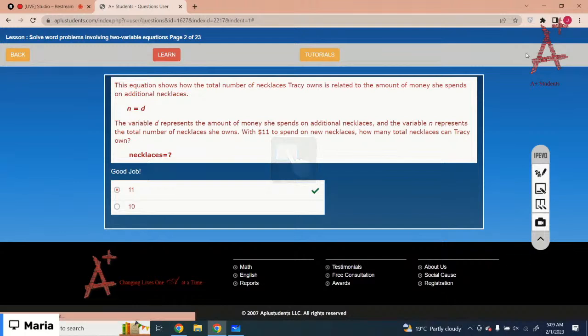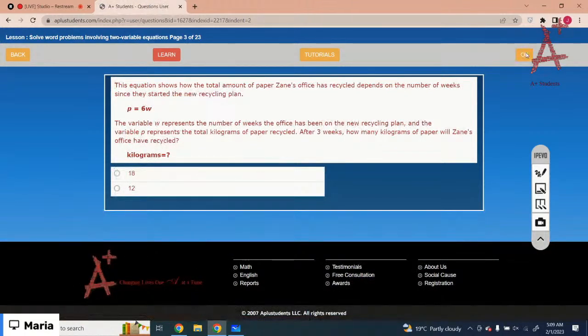The next one is this equation shows the total amount of paper Zane's office has recycled depends on the number of weeks since they started the new recycling plan. P equals 6W. The variable W represents the number of weeks the office has been on the new recycling plan, and the variable P represents the total kilograms of paper recycled. After 3 weeks, how many kilograms of paper will Zane's office have recycled?